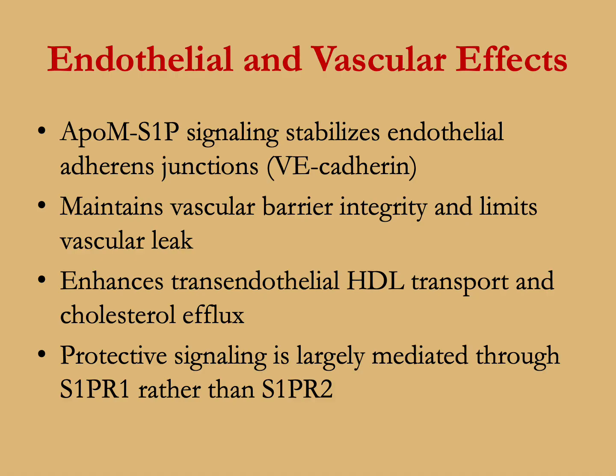Endothelial and vascular effects: the apolipoprotein M and sphingosine 1-phosphate signaling stabilizes endothelial adherens junctions, the VE-cadherin, maintains vascular barrier integrity and limits vascular leak, enhances transendothelial HDL transport and cholesterol efflux. Protective signaling is largely mediated through sphingosine 1-phosphate receptor 1 rather than sphingosine 1-phosphate receptor 2.